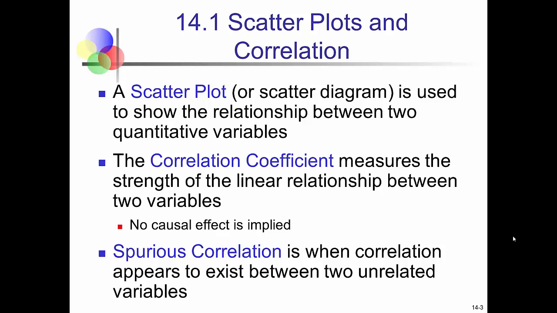A scatter plot or a scatter diagram is a way that we show relationship between two quantitative variables. The correlation coefficient measures the strength of the linear relationship between two variables. The number simply measures the strength. It does not imply causation. It doesn't tell us that one variable causes the other variable to change. And in fact, sometimes when we see correlation, that correlation is actually what's called spurious correlation, which means that two variables appear to be correlated, but in reality, they're not actually related.